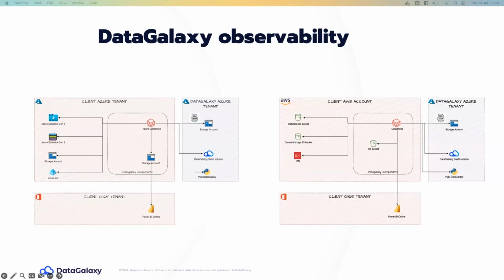So we have a Databricks storage account or bucket deployed on the client side, and we just receive information on our side, like observability metrics and OpenLineage information, and we put the information back through DataGalaxy, which is our data catalog. So we are using OpenLineage to check the health of all our solutions deployed in our different client environments.